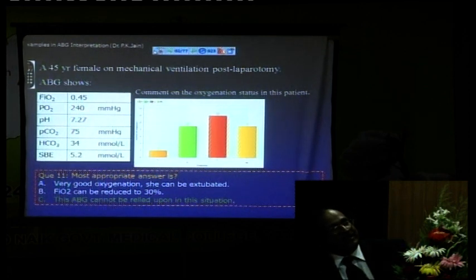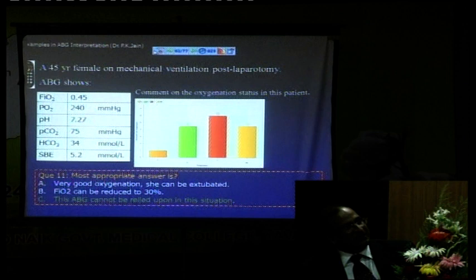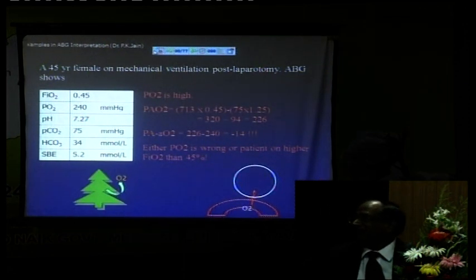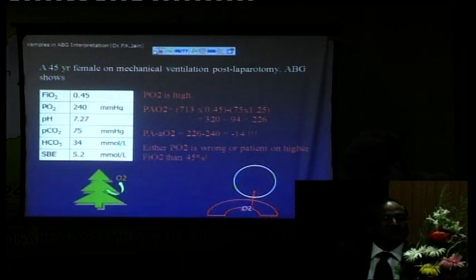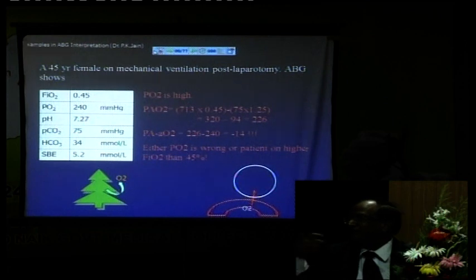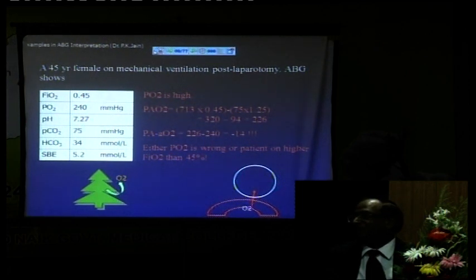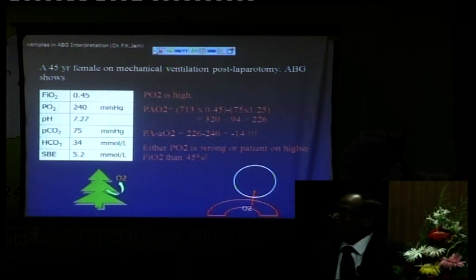Why can it not be relied upon? If you calculate the alveolar arterial gradient, you get an answer of minus 14. Minus 14 means oxygen is going from the body into the alveolus into the air. Only trees do that. Do we give off oxygen? No, only trees give off oxygen. So this is a situation which cannot occur. Even if you don't do this calculation, you say at 0.45, how much would I have expected PO2? Less than 240. So why suddenly is there more oxygen than is theoretically possible? The blood gas is wrong. Okay?